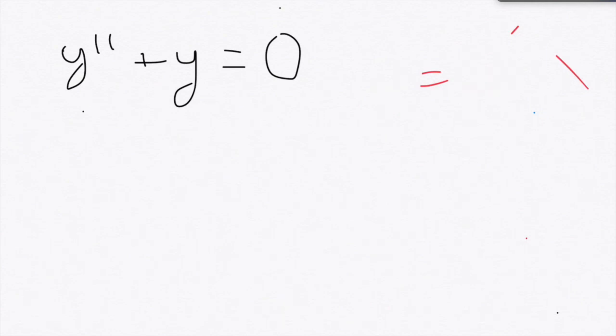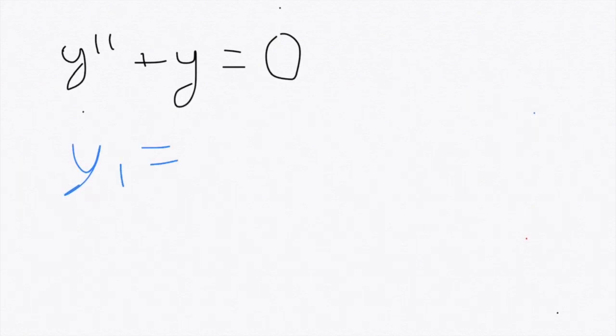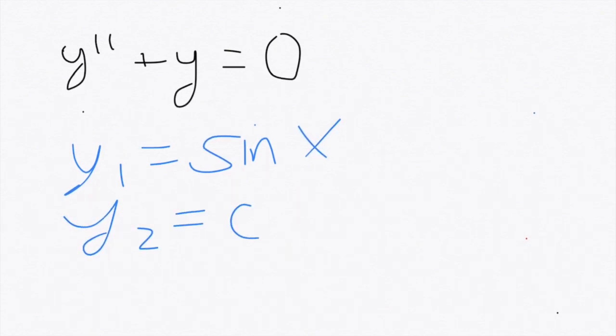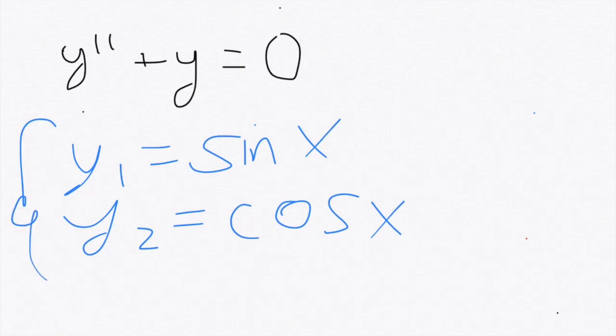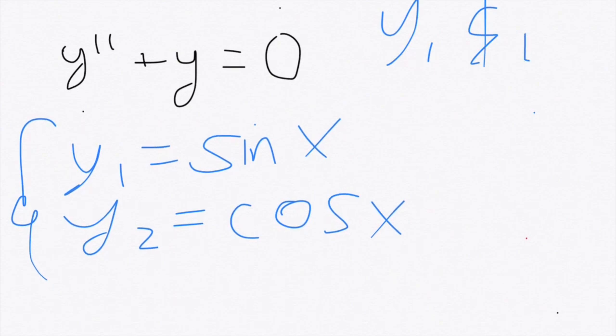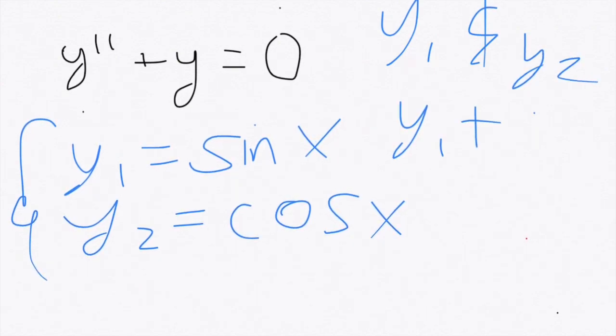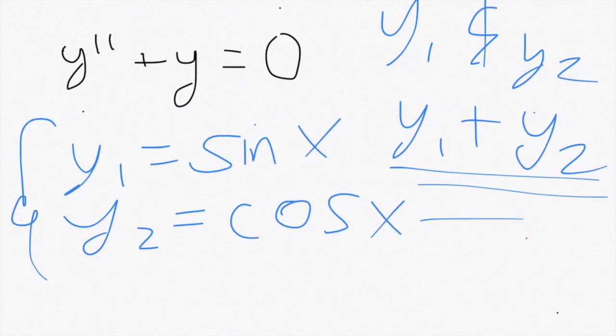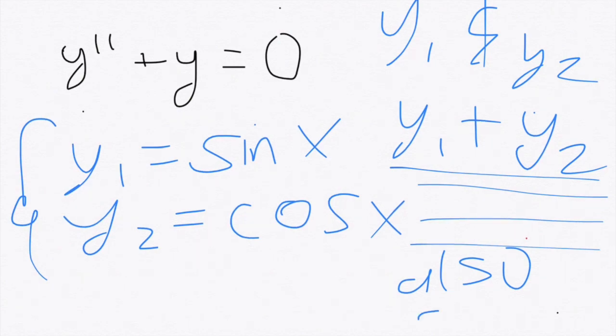We discovered that sine x and cosine x are both valid solutions to this differential equation. So we know that y1 equals sine x and y2 equals cosine x. And this is our setup for the principle of superposition. What the principle of superposition says is if y1 and y2 are both solutions to a differential equation, then y1 plus y2 is also a solution to the differential equation.